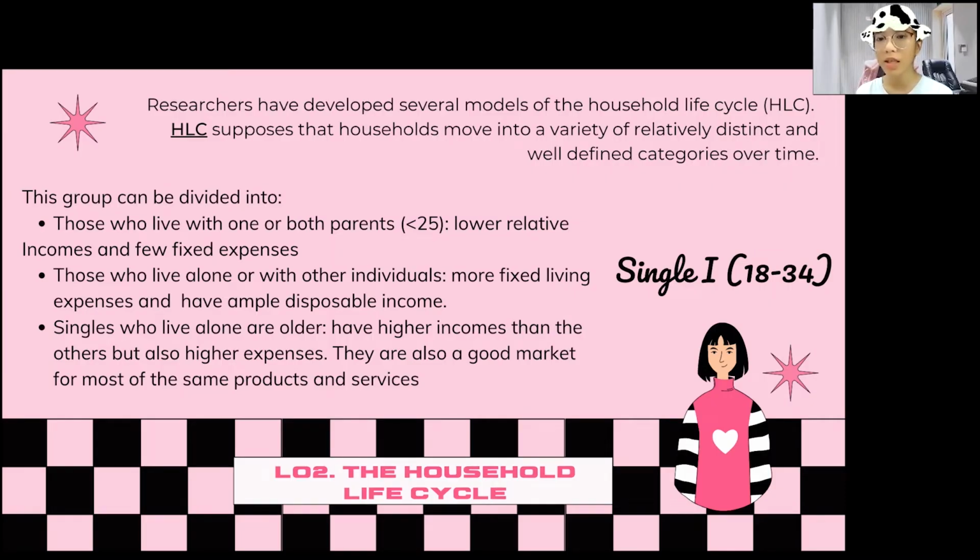Hi, I'm Fungi, and this is the second learning objective. It's about the household life cycle. Researchers have developed several models of the household life cycle. All models are based on the age and marital status of the adult members of the household and the presence and age of children. Each category in the household life cycle poses a set of problems that decision makers must solve. And maybe as marketers, we will know what products we should advertise to the target segments.